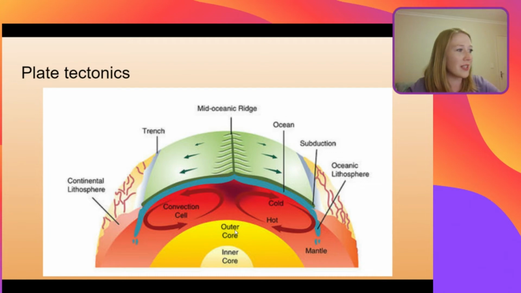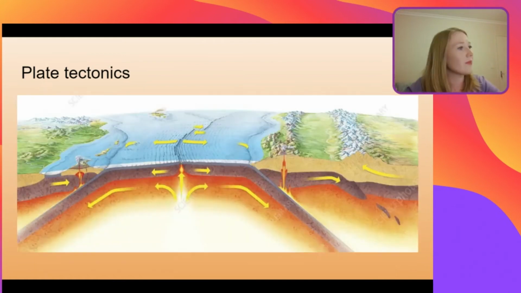Okay, so hopefully this diagram makes more sense now. You've got the heating from the outer core. The magma rises, reaches the crust, spreads out, and sinks again when it cools. And this just repeats and repeats. That is what causes the crust to move, or the plates of the crust.